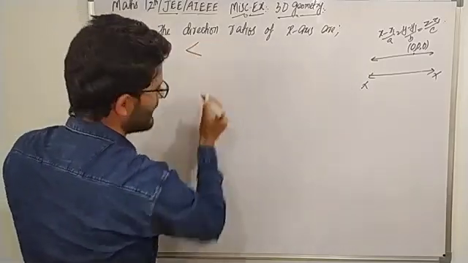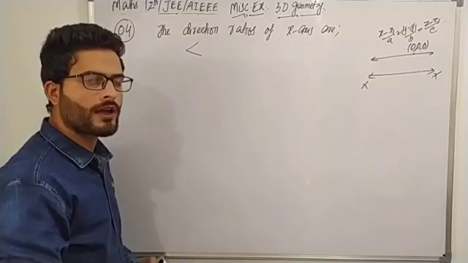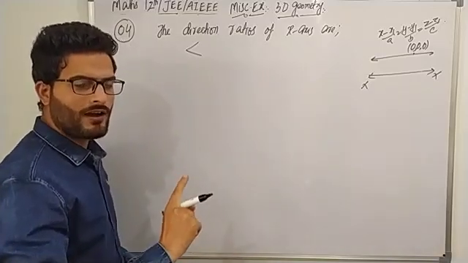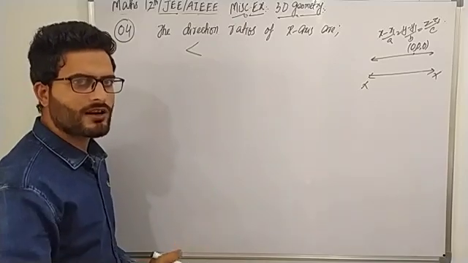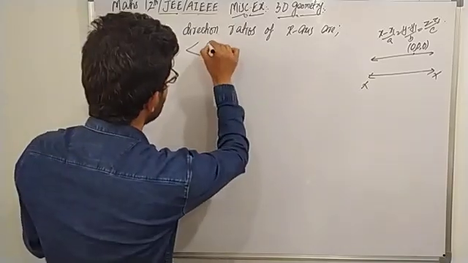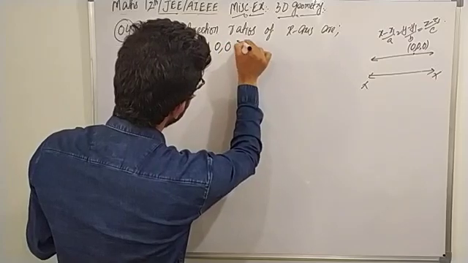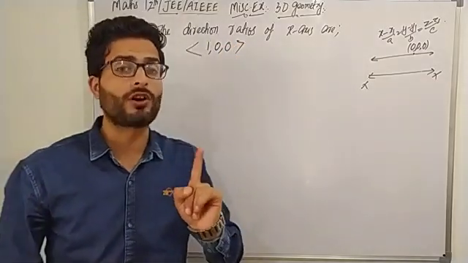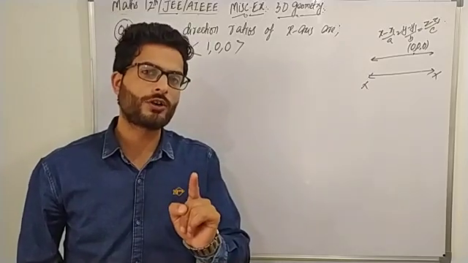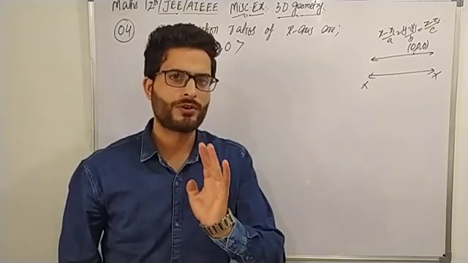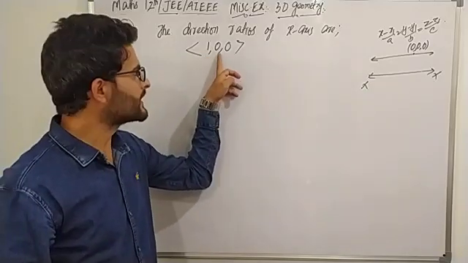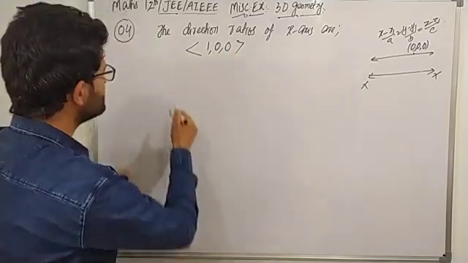ऑर्डर्ड ट्रिपल ऑफ एक्स एक्सिस के डायरेक्शन रेशियो क्या होंगे? एक्स एक्सिस में जितने भी सारे पॉइंट्स लाई कर रहे हैं उनका एक्स कोऑर्डिनेट होता है, उनका वाई कोऑर्डिनेट भी 0, जेड कोऑर्डिनेट भी 0, इसलिए डायरेक्शन रेशियो बनेंगे 1, 0, 0. Because all the points which are lying on x-axis have their x coordinate, but y coordinate 0 and z coordinate 0, right? So इसके direction ratio क्या बनेंगे? 1, 0, 0.